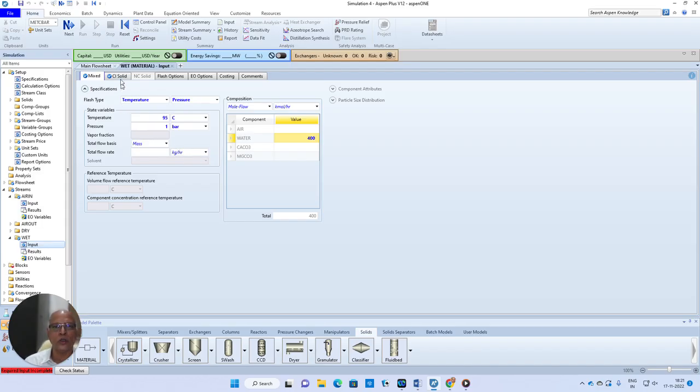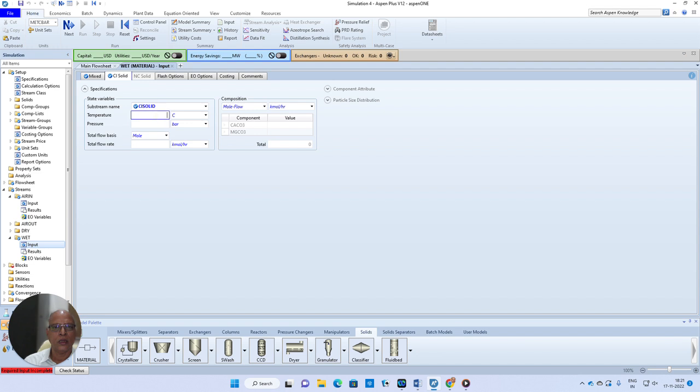So let me go into the Ci solid stream. 95 degrees centigrade, 1 bar, and the mass flows are 400 kg, 800 kg, because 40% CaCO3 and 40% MgCO3, 20% water. Water was accommodated in the mixed substream, this being a conventional compound, and the Ci solids, CaCO3 and MgCO3, were accounted in the Ci solid substream. So we have defined both the input streams. Now we need to talk about the block.